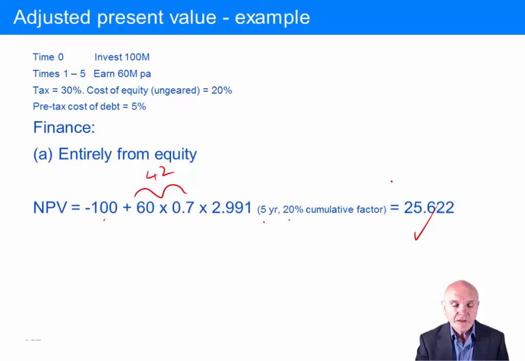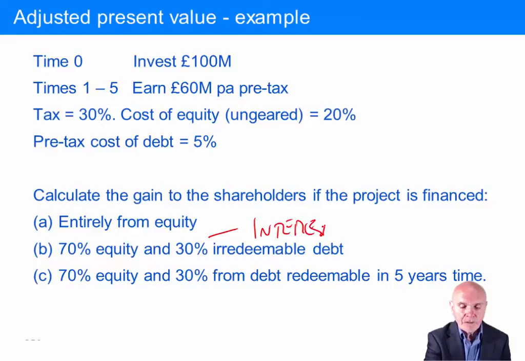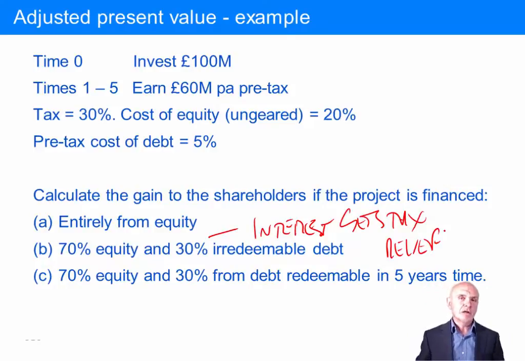Now what happens if we just go back a slide here, we have 70% equity and 30% debt. And the cause of the problem really is that this 30% irredeemable debt, the interest on this gets tax relief. Now we're so used to debt getting tax relief that we think nothing of it. But we have to think, why does debt get tax relief? It reduces the cost of interest by 30%, whereas giving people dividends doesn't reduce the cost of equity, doesn't reduce the cost of dividends.